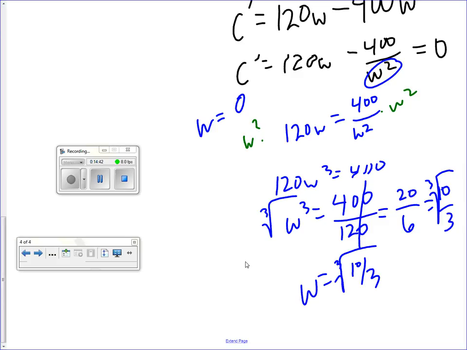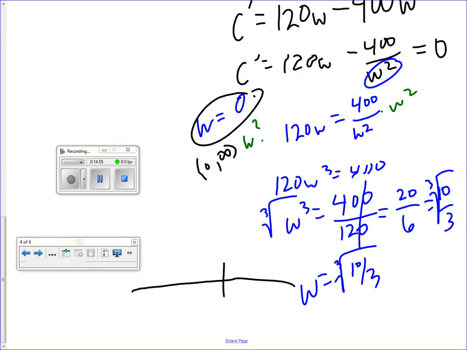All right, thinking about my sign chart. I actually don't need this critical point 0 because it's not in the domain. Remember, your box cannot have a width of 0. Our domain was not including 0, so it's not in the domain. So the only critical point we have is the cube root of 10 over 3. So something that's less than that would be 1, because 1 is less than 10/3. So let's plug 1 into our derivative. So going back up here, 120 times 1 is 120, and then 400 divided by 1 is 400. So 120 minus 400 is a negative value.